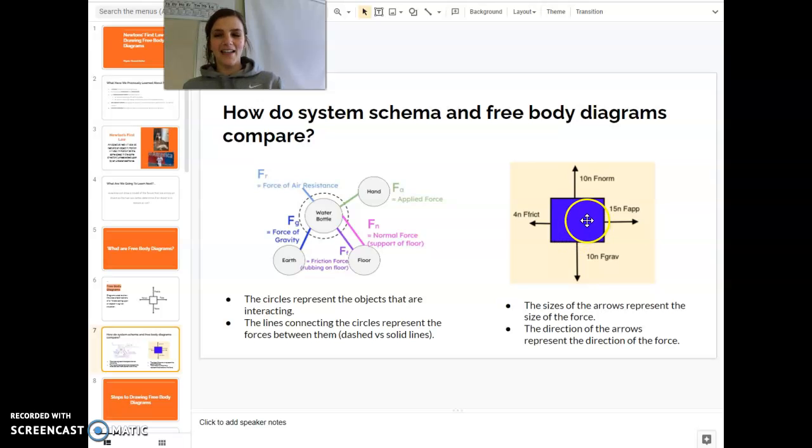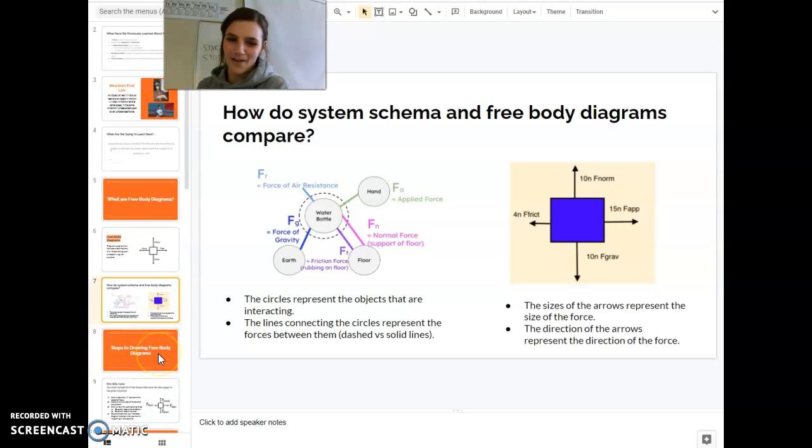You can probably already guess, this blue box here isn't going to be pushed one way or the other simply by comparing the sizes of the arrows. Which cancels out with which, and which is larger than which, compared to something like a system schema, which is a kind of map of relationships. So free body diagrams are definitely going to help us with net force stuff.